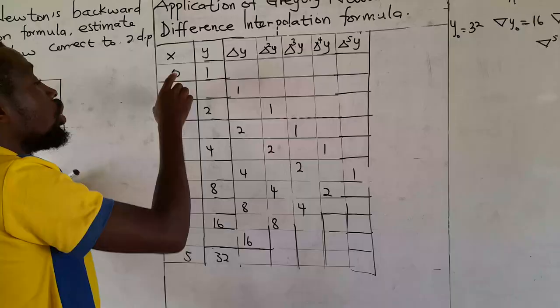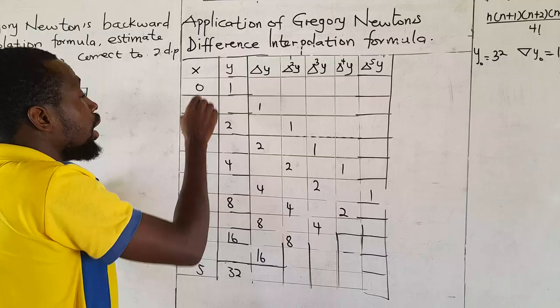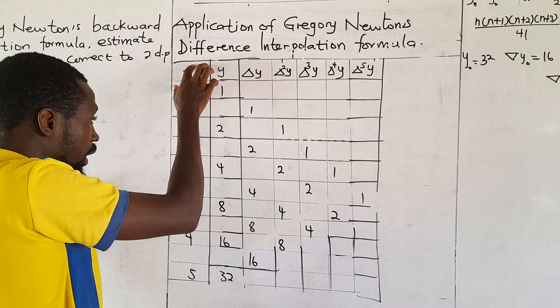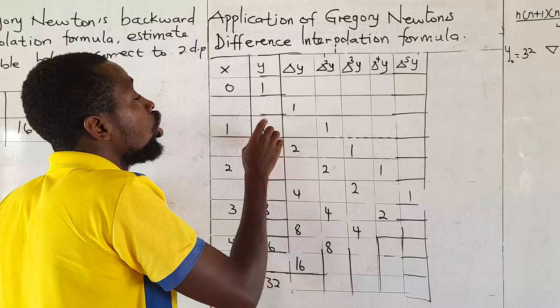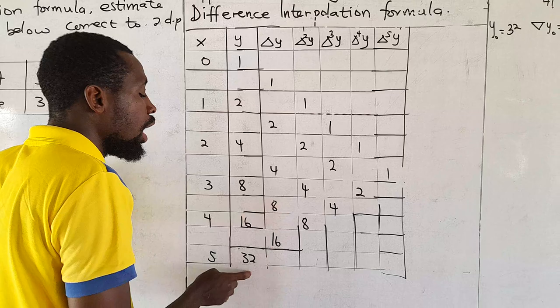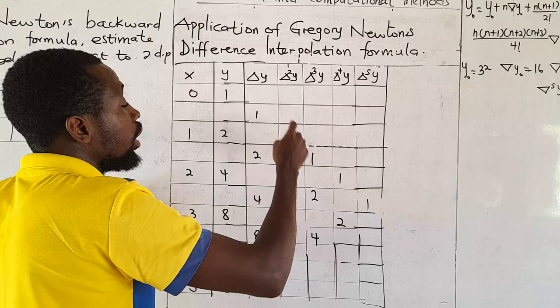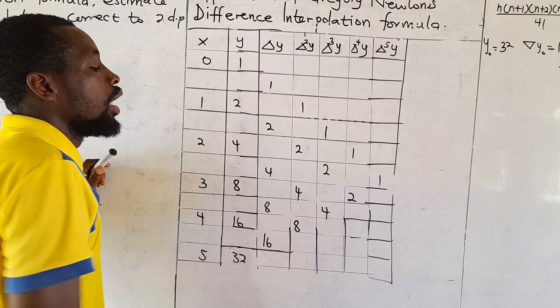So the difference, 1 minus 0, okay, we find it. These are the values of x, and these are the corresponding values of y. We find the difference between the y values. 2 minus 1 is 1, 4 minus 2 is 2, 8 minus 4 is 4, 16 minus 8 is 8, and 32 minus 16 is 16. We find the second difference again. 2 minus 1 is 1, 4 minus 2 is 2, 8 minus 4 is 4, 16 minus 8 is 8.